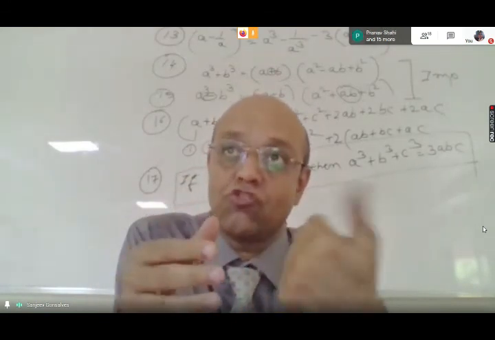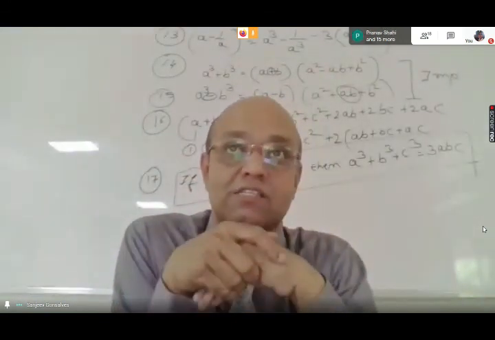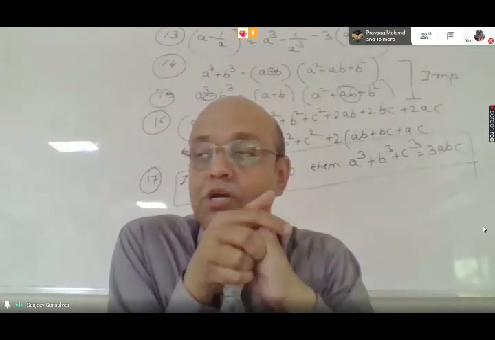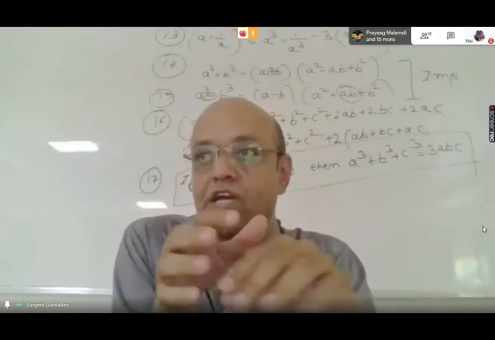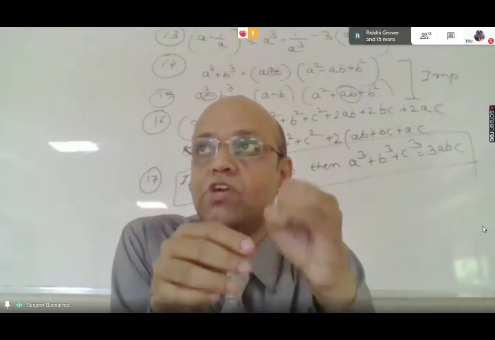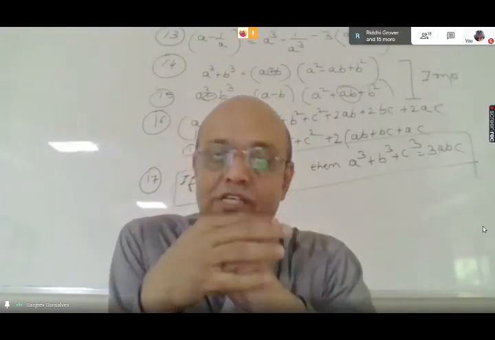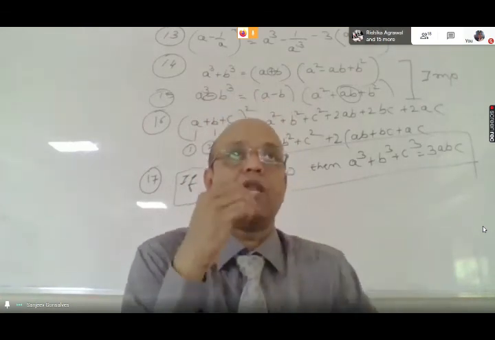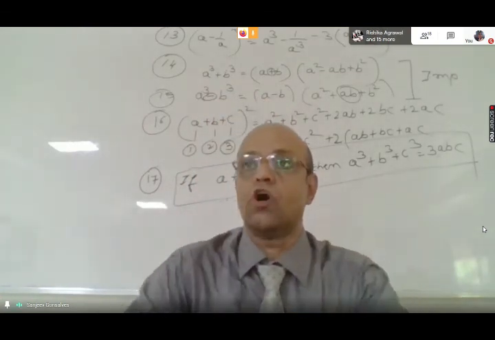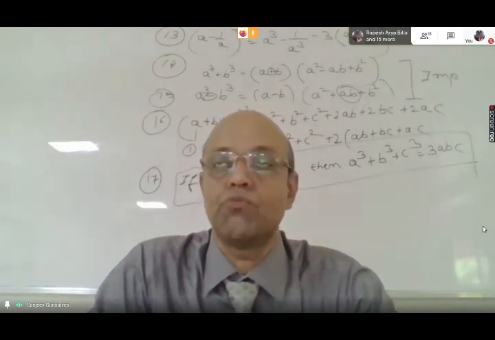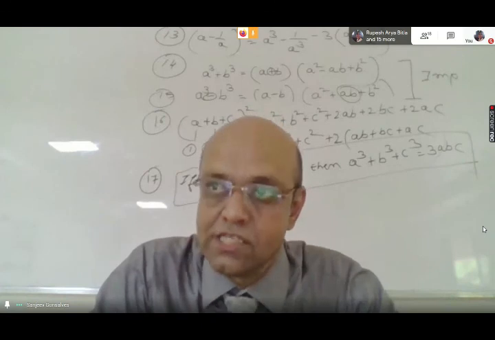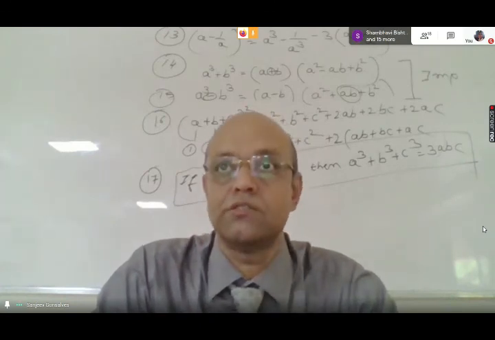Those who have the textbook, the exercises of chapter number 4 are at the end of the chapter. I think 4A, 4B, 4C, and 4D. You have to solve everything. Whichever sum you do not know, send one mail. If you want, I will solve the sum on the mail and then send it back.